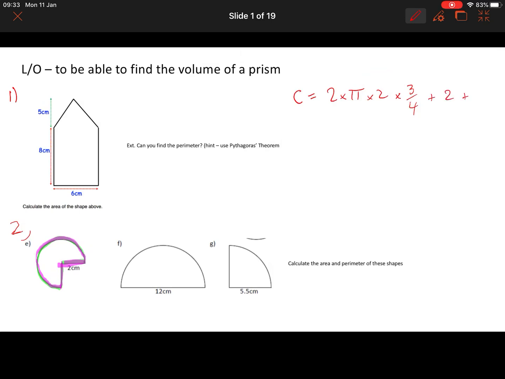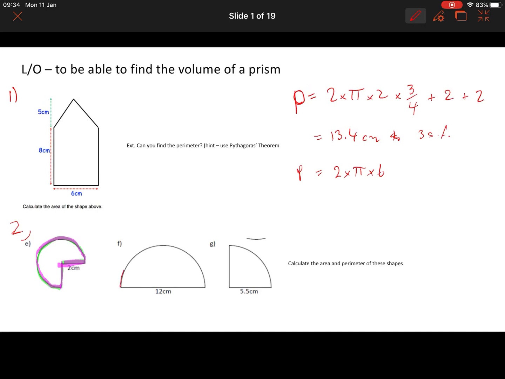That's not the perimeter though. For the perimeter, I have to add these two here as well. So I'm going to add 2, and then I'm going to add another 2. Really, I suppose I should call that perimeter, not circumference. Okay. I hope that makes sense. Everybody gets it wrong. I really don't know why. You just forget, I suppose. So 2 times pi times 2 times 3 over 4, which is the arc, plus 2 plus 2 is 13.4 centimetres to 3 significant figures.